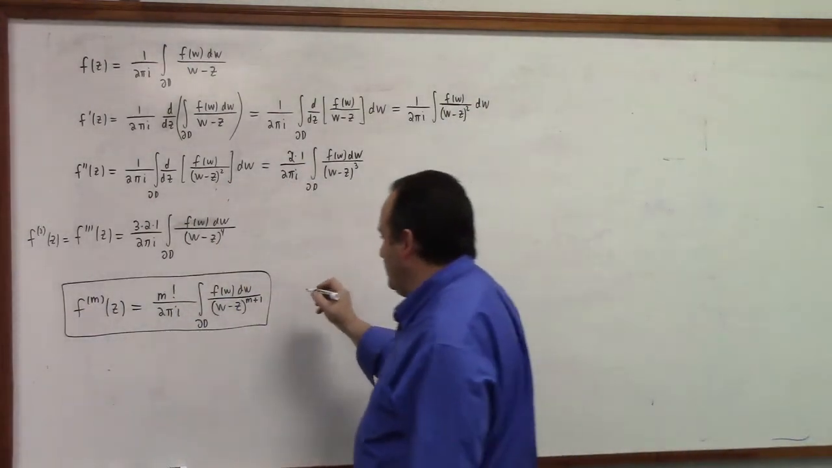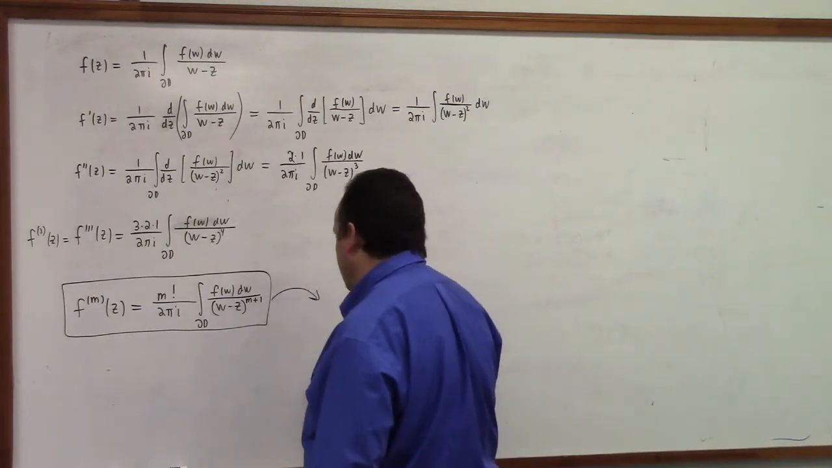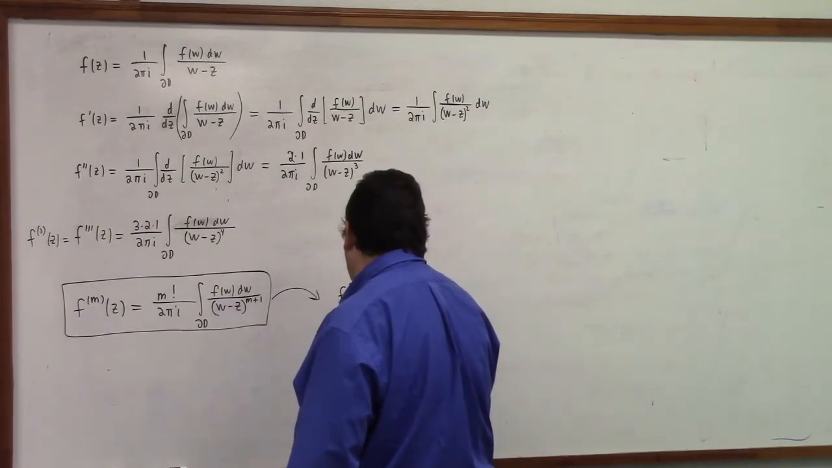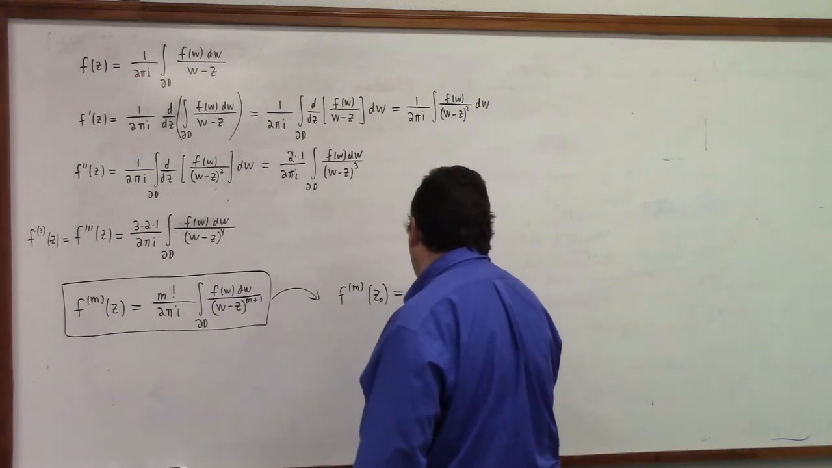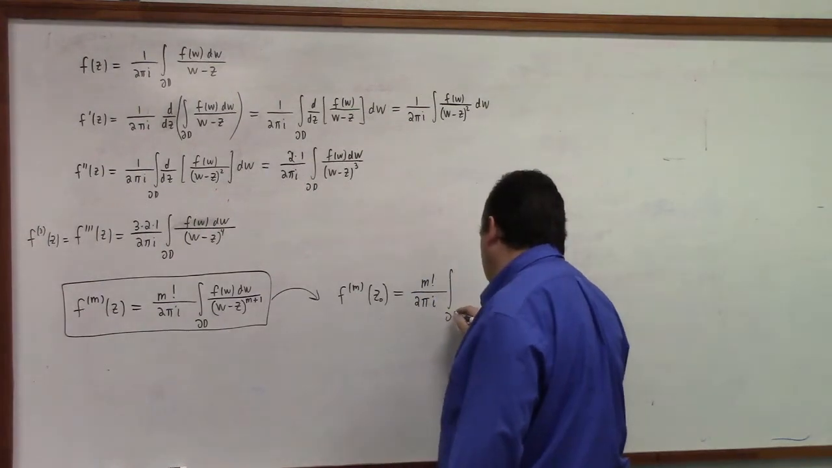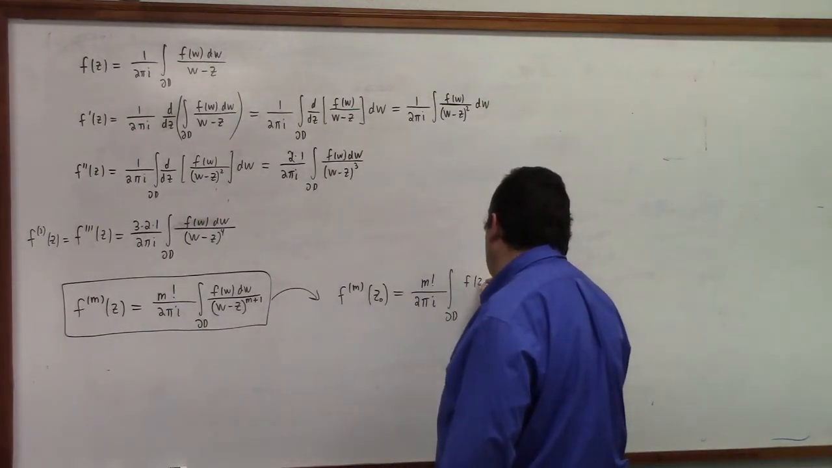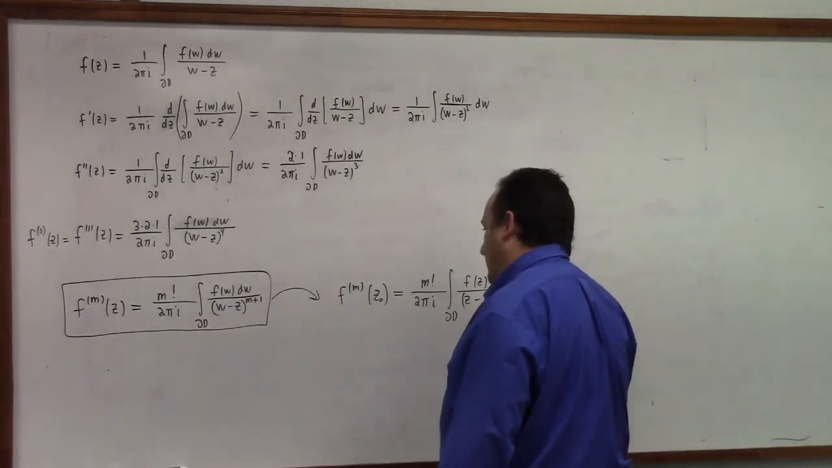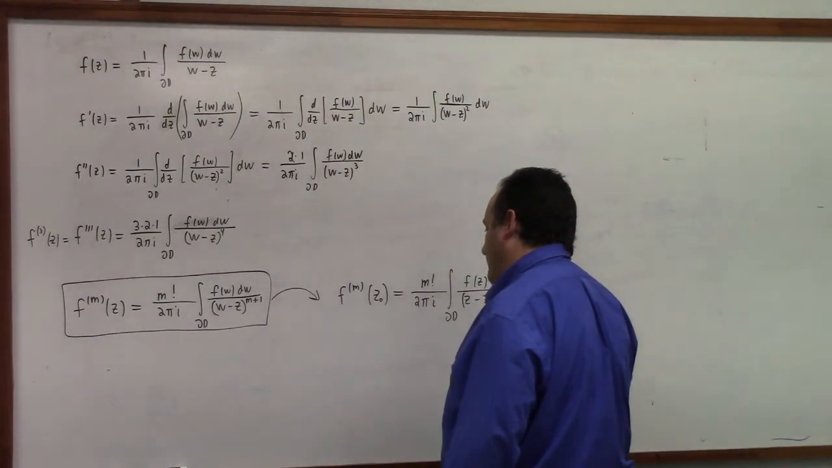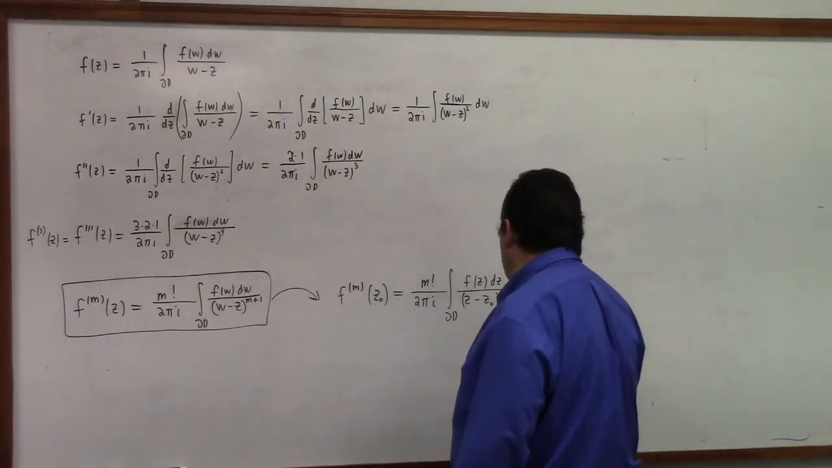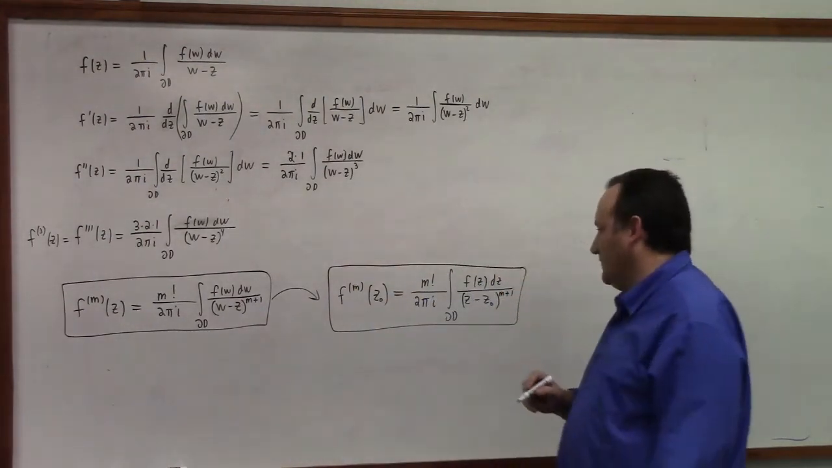Let me change the letters to make it a little bit more useful for our purposes. We could also write this as the mth derivative at z naught is equal to m factorial over 2 pi i, integral over the boundary of D of f of z dz over z minus z naught. So I swapped out z for z naught and w for z. That's what I did. So here's another way to write Cauchy's generalized integral formula.